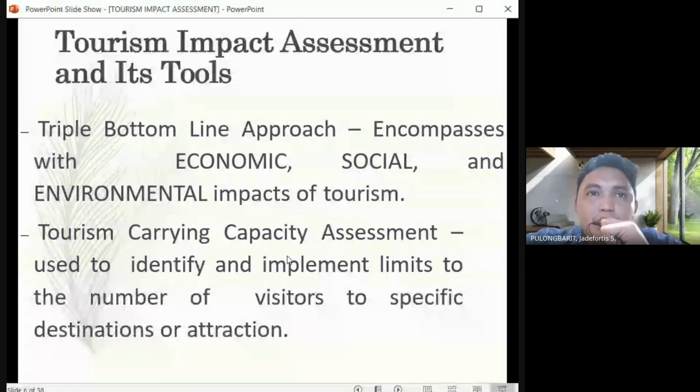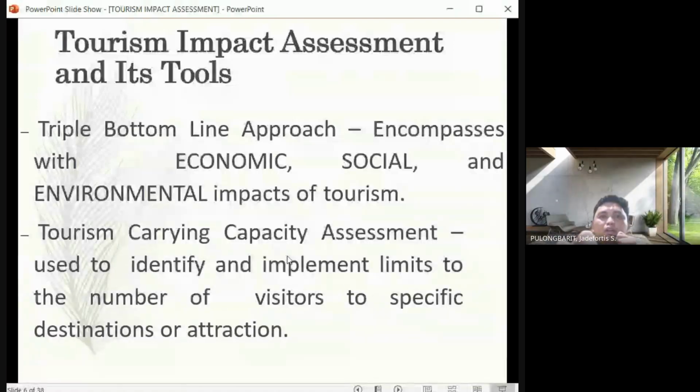For tourism carrying capacity assessment, when you talk about carrying capacity, it is the maximum number of people who can use a site without an unacceptable alteration and decline in the quality of experience gained by visitors. So that is carrying capacity. So this time you're going to analyze the carrying capacity of the destination, and it is used to identify and implement limits to the number of visitors to specific destinations or attractions. So kumbaga, magkaroon po ng implement limits kung ilang visitors lang po ang pwedeng makabisita sa isang certain destination. That is tourism carrying capacity assessment, also known as carrying capacity analysis.